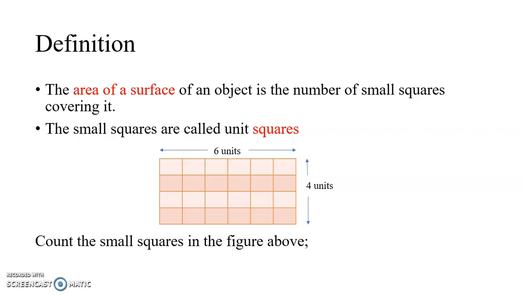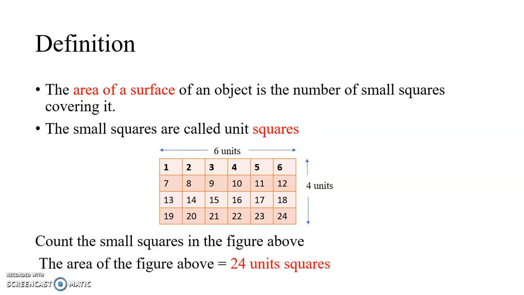Count the small squares in the figure above. If we count the small squares in the figure above, we get a total of 1, 2, 3, 4, 5, 6, 7, 8, all the way to 24 small squares. This means that the area of the figure above is 24 units squared.